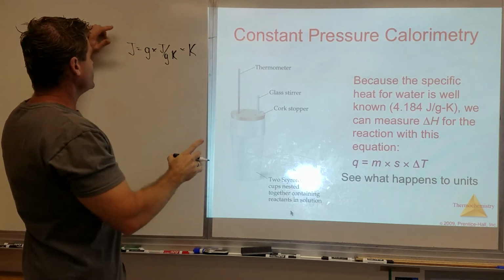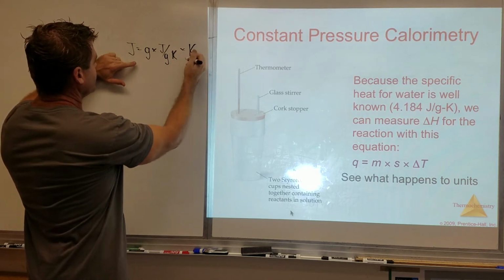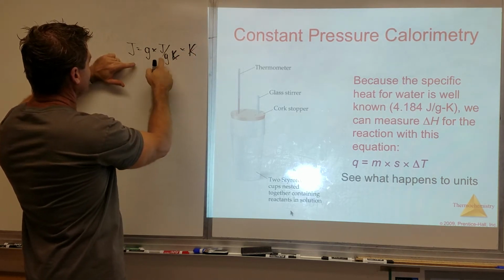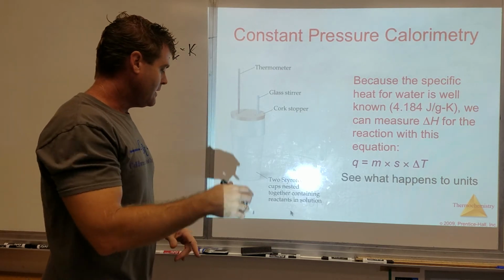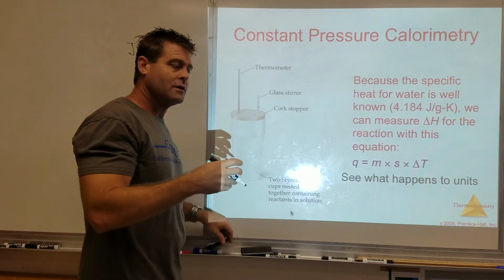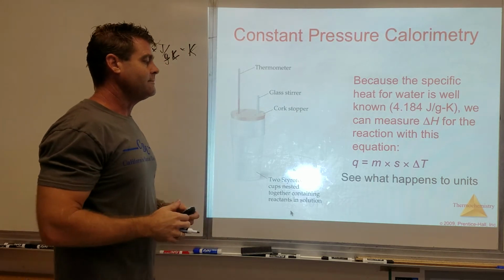We'll do one in particular. Now look at the units. Kelvin on top, Kelvin on bottom, cancel. Gram on top, gram on bottom, cancel. Joule equals joule. You see how the units work out. That can help you, even if you didn't know the formula, you could probably derive it yourself.